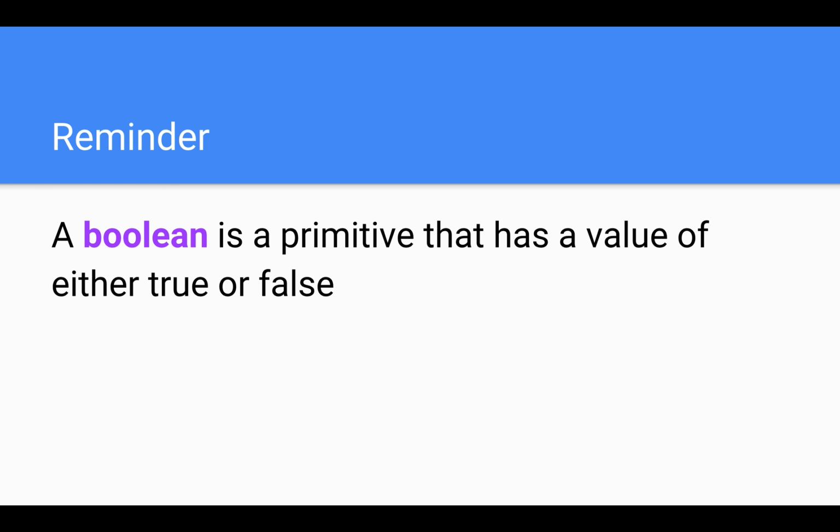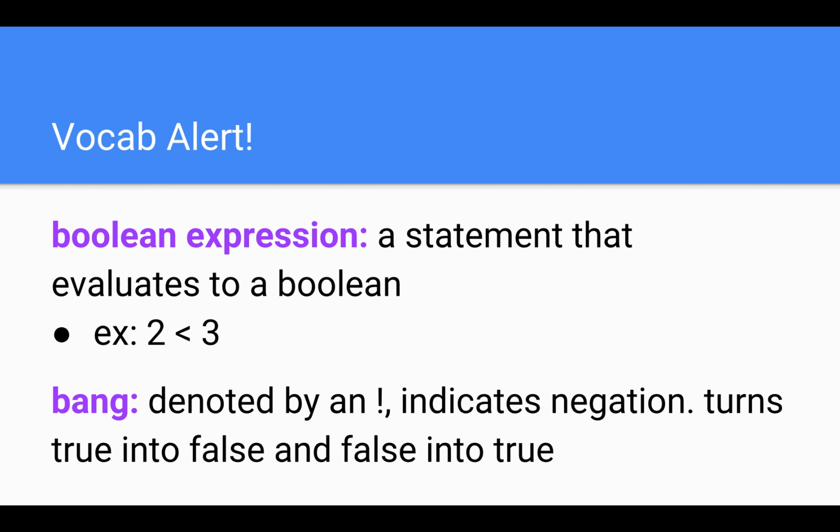As a reminder, a Boolean is a primitive that has a value of either true or false. Some vocab. A Boolean expression is a statement that evaluates to a Boolean. For example, 2 is less than 3 is true. And normally this expression would be more complicated with more parts to it. And a bang, denoted by an exclamation point, indicates negation. It turns true into false and false into true.